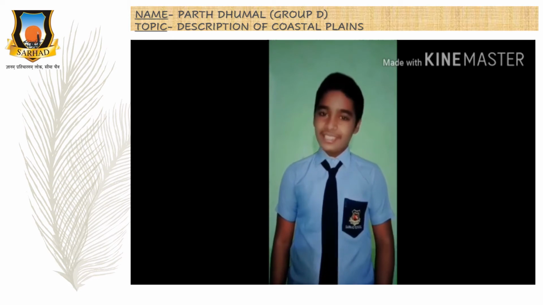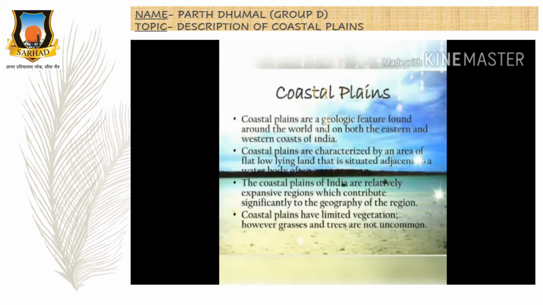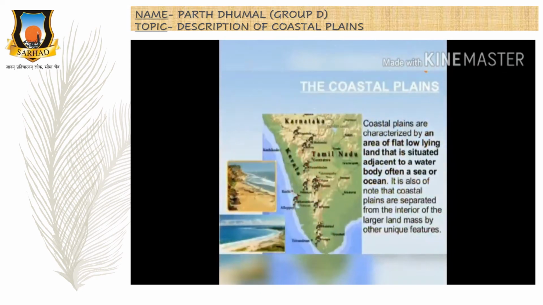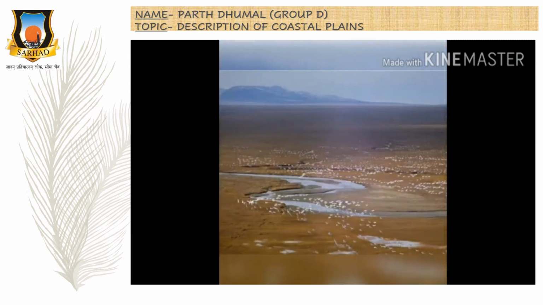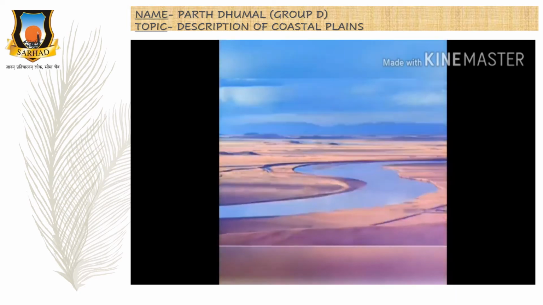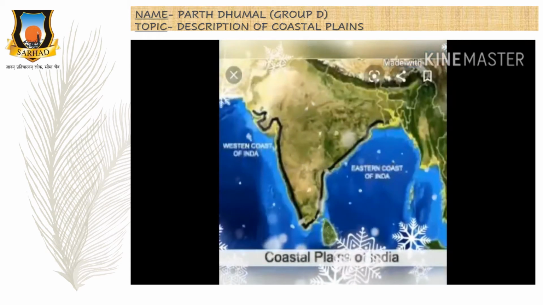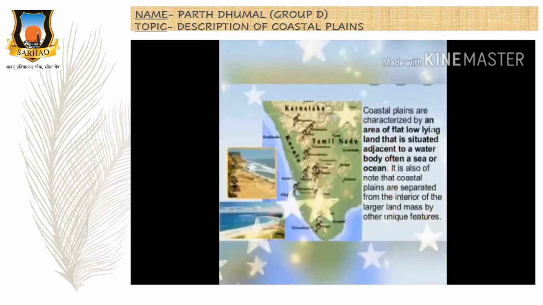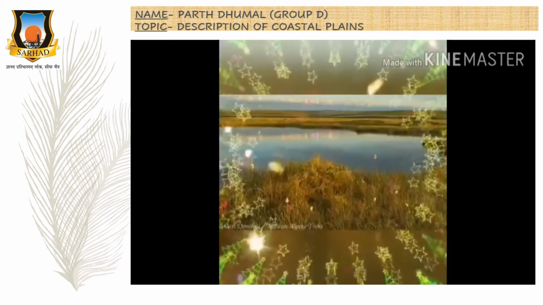So let's see. A coastal plain is a flat, low-lying piece of land next to the ocean. Coastal plains are separated from the rest of the interior by nearby landforms such as mountains. In western South America, a large coastal plain lies between the Andes Mountains and the Pacific Ocean. In the United States, coastal plains can be found along the Atlantic Ocean and the Gulf of Mexico.